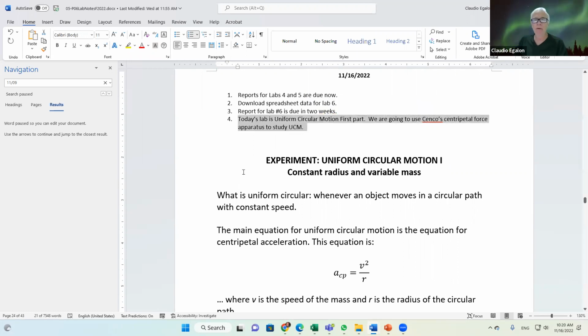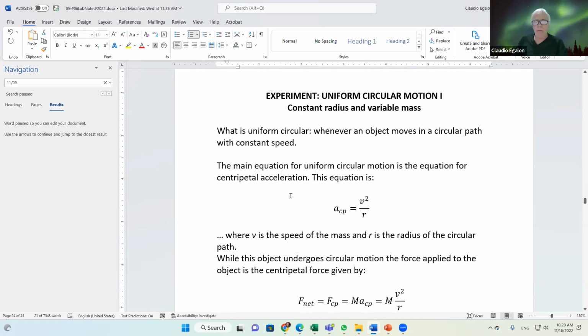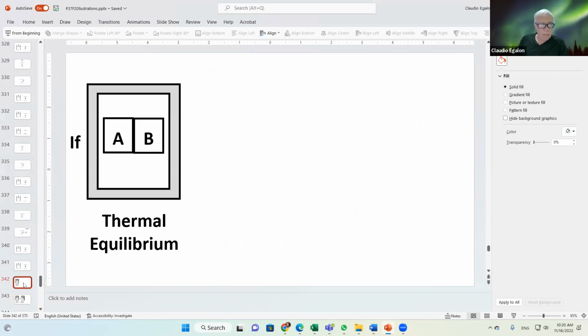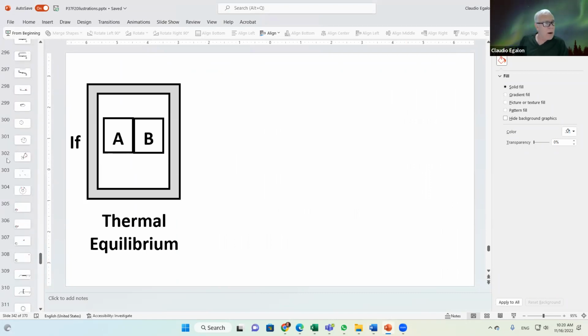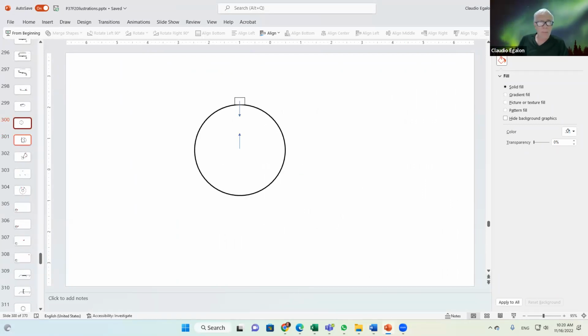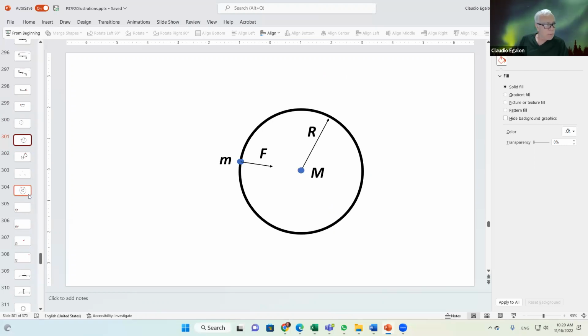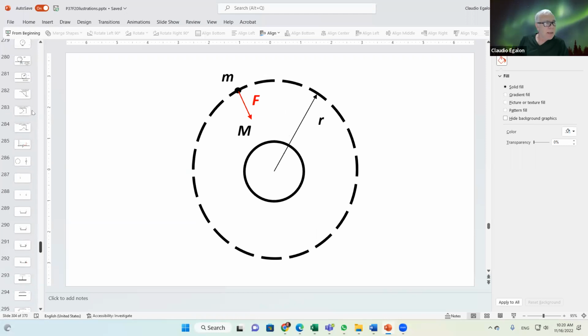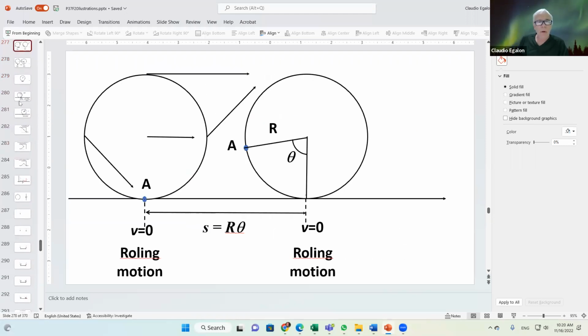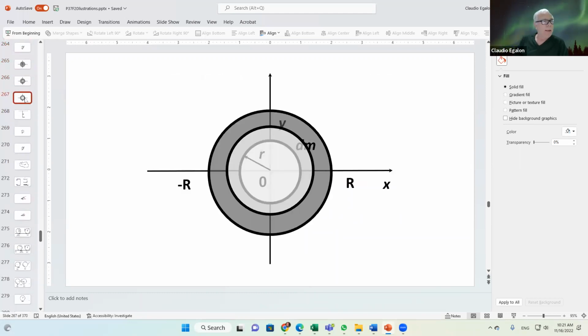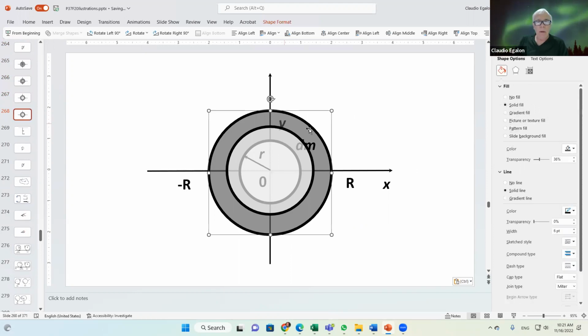Today's lab is uniform circular motion. First part, we're going to use the Senko centripetal force apparatus to study uniform circular motion. We did the theory behind it before, right? Let's go back to the idea of uniform circular motion in general. Let me get a nice illustration here. Okay, I want to use this one right here. So here we go.